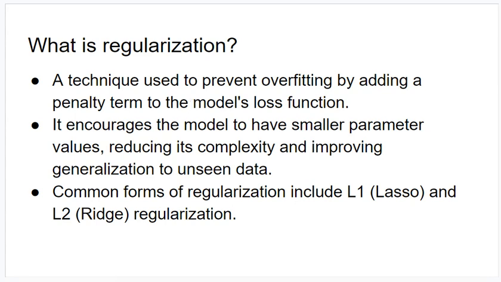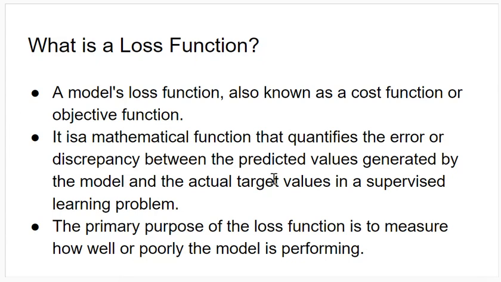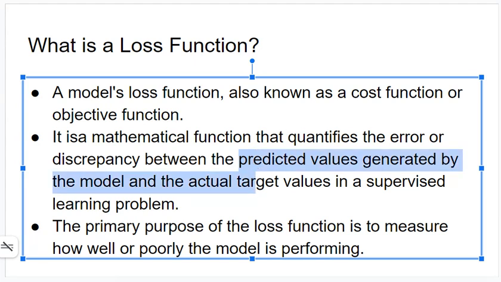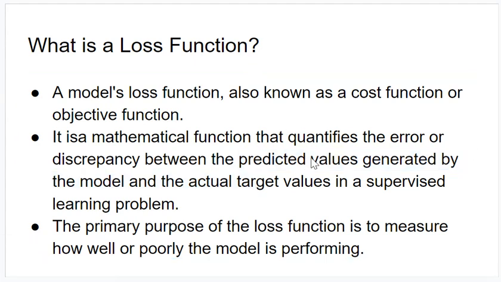A model loss function is a mathematical function that tells us, in a certain quantity, the error or discrepancy between the predicted values generated by the model and the actual target values in a supervised learning problem. So you have an actual target value and the values that were predicted. We use a mathematical term for this error or discrepancy between the predicted values and the actual target values, and that is called a model loss function. It is also called a cost function or objective function. The primary purpose of the loss function is to measure how well or how poorly the training model has performed or is performing.